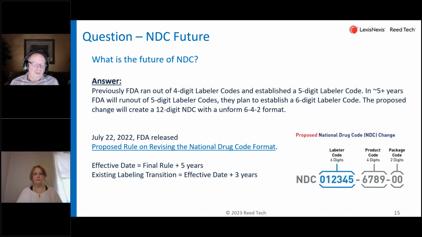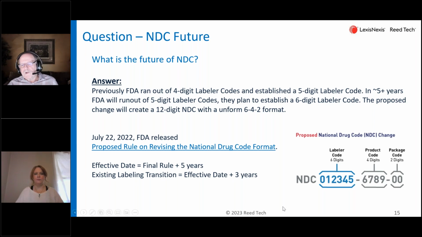And then once that does become effective, if you still make use of the old format without 6 digits, there's a labeling transition. So if you had products that were labeled prior to the effective date, there's 3 years for you to change out that labeling. FDA highly encourages early use of the 642 once it turns into a final rule and gets near that effective date.